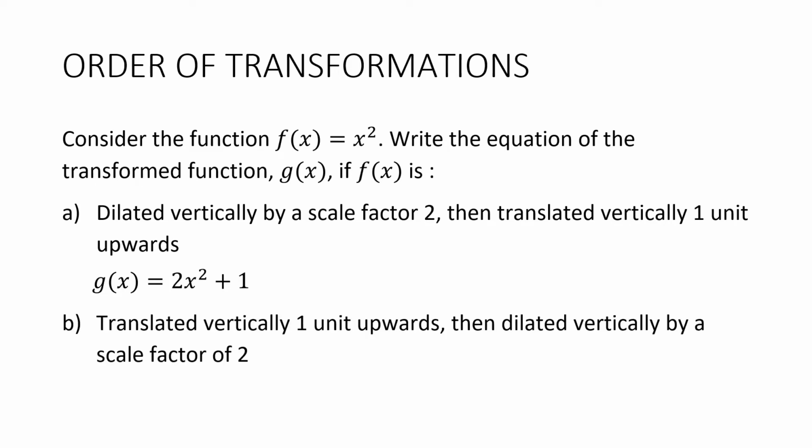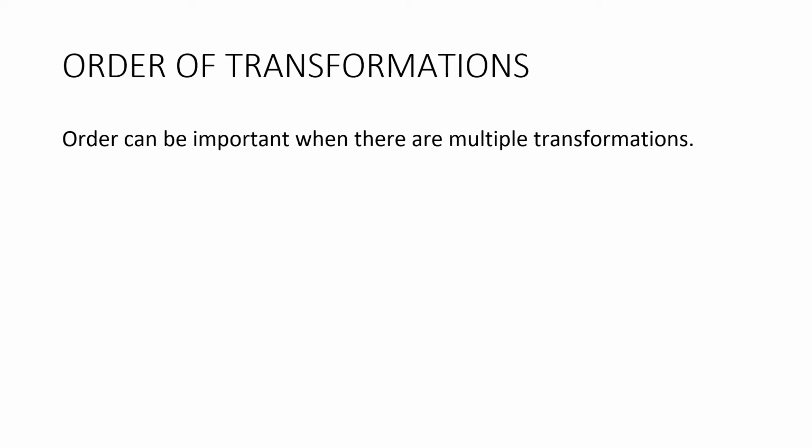Now let's do those same transformations in the opposite order. So we're going to translate vertically 1 unit upwards first, and then dilate vertically by a scale factor of 2. So translating vertically 1 unit upwards means x² + 1. Now dilating vertically by scale factor 2 means take all of this and multiply by 2. So g(x) = 2(x² + 1). Can you see? They're different. So order can be important when there are multiple transformations.